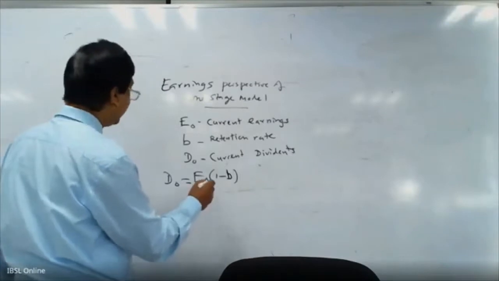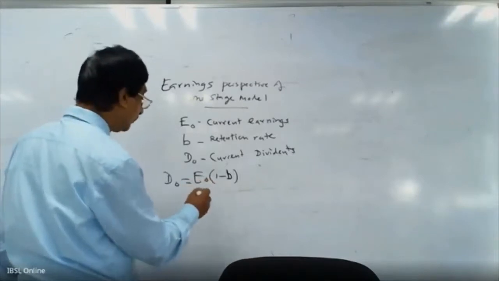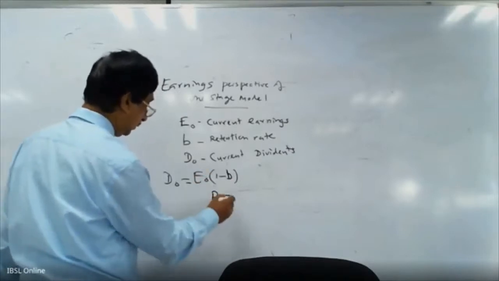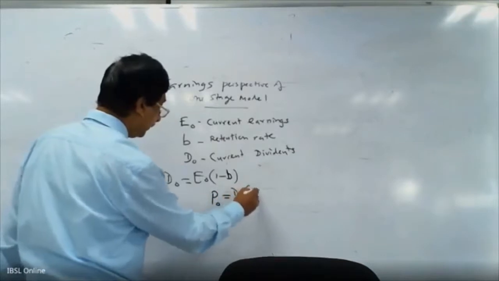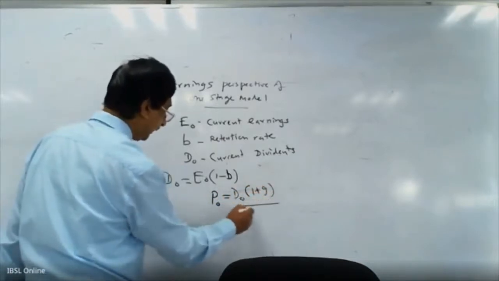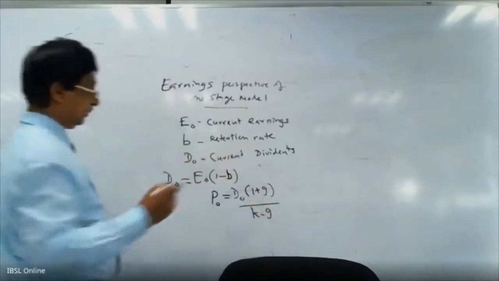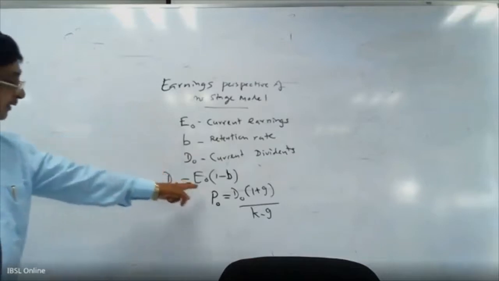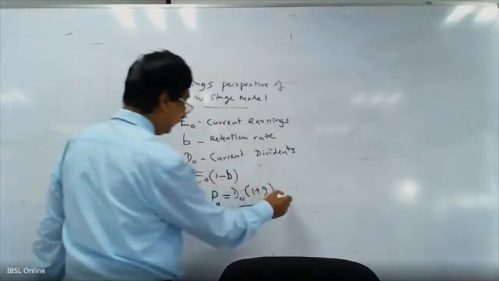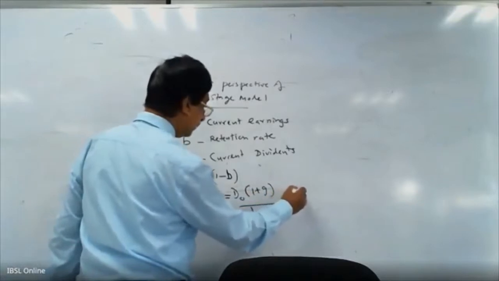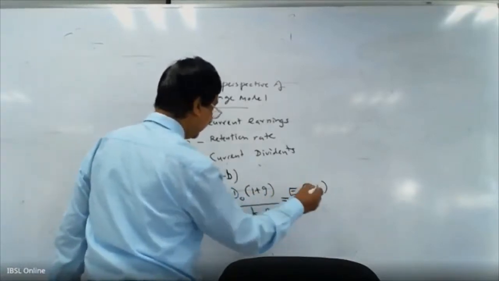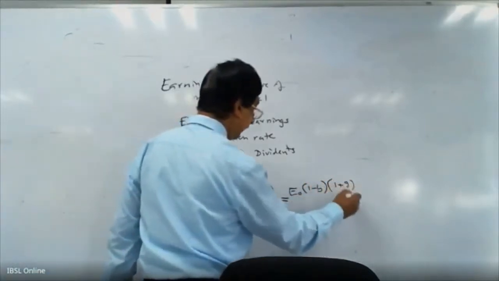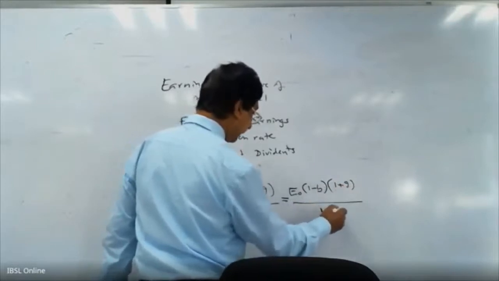Now we will just look at the one-stage model. P0, that is the price, is equal to D0 into 1 plus G divided by K minus G. Now we can replace D0 with this one. So we can say E0 into 1 minus B into 1 plus G, divided by K minus G.